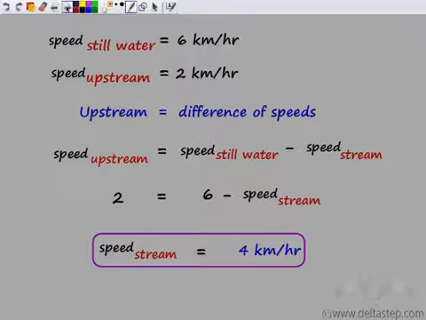So when you are swimming with the stream, when the boat is moving with the stream, you're moving downstream. So when you move downstream, that is with the stream, the speed increases. That is, the relative speed in that case would be the sum of speeds. So even though they are moving in the same direction, the relative speed is the sum of speeds. So remember upstream and downstream. In upstream it is difference of speeds. In downstream it is the sum of speeds.